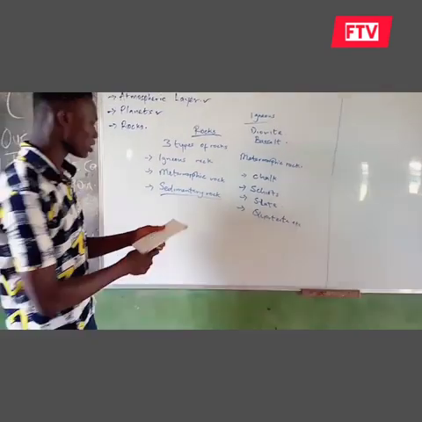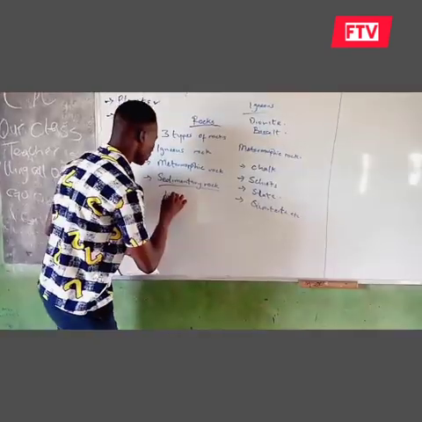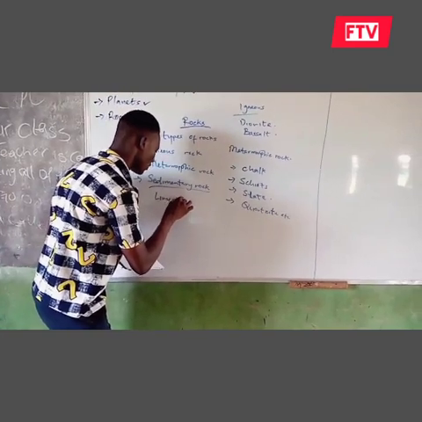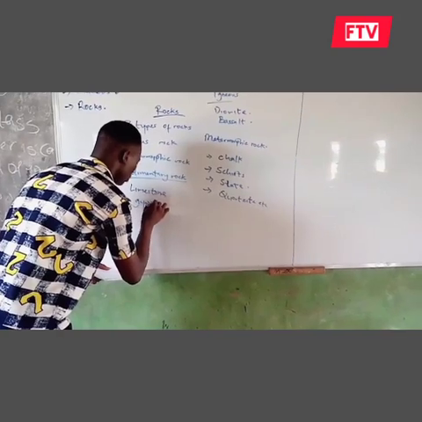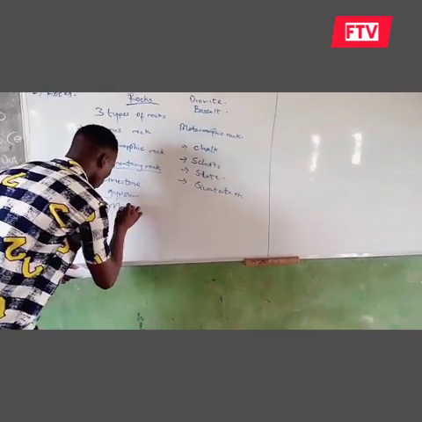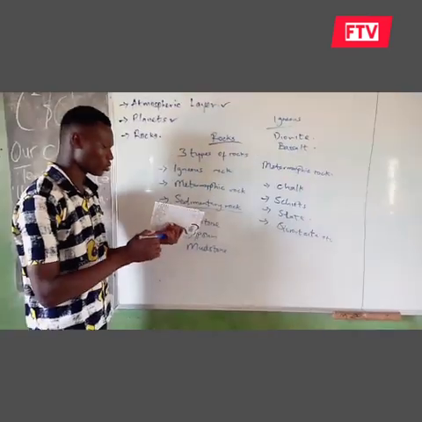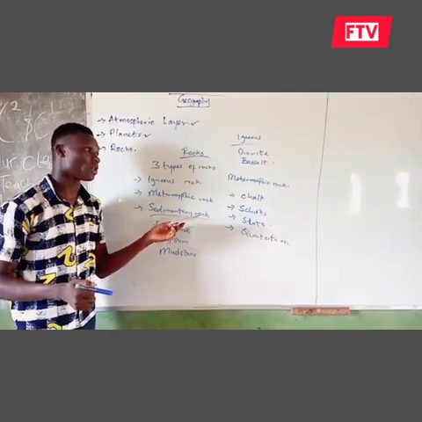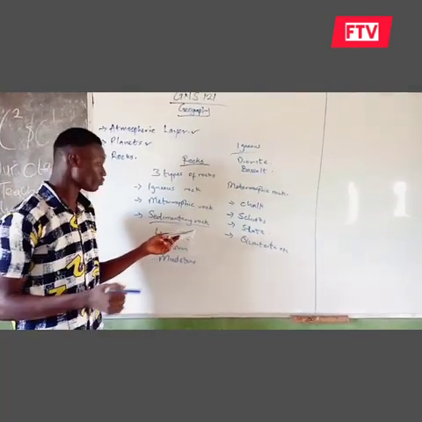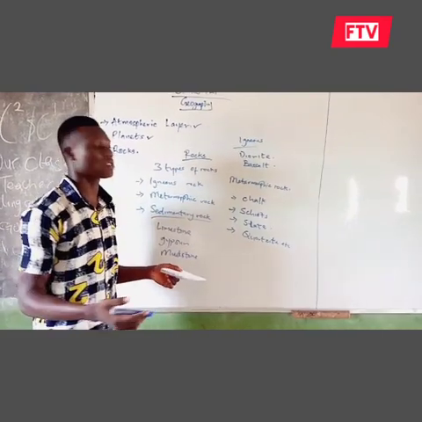I'll quickly give you some examples of sedimentary rock. The first one that we have is the limestone. I know we've heard of limestone before. We have the gypsum. And we have the mudstone too. And that is that about sedimentary rock. It is formed by the solidification of sediment, or the lithification of sediment. I hope you are clear.